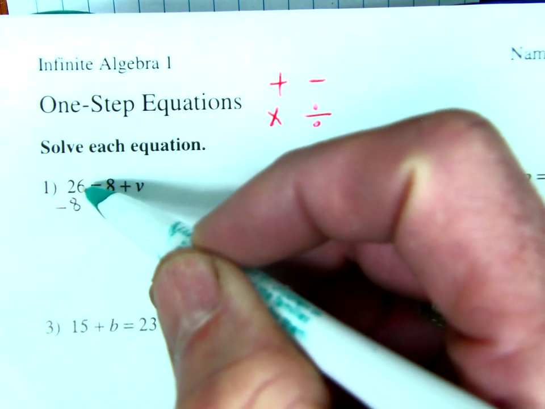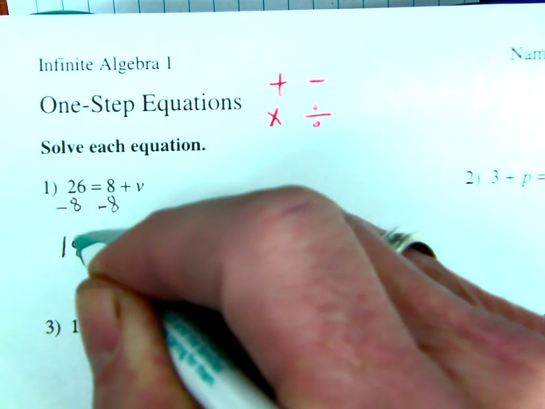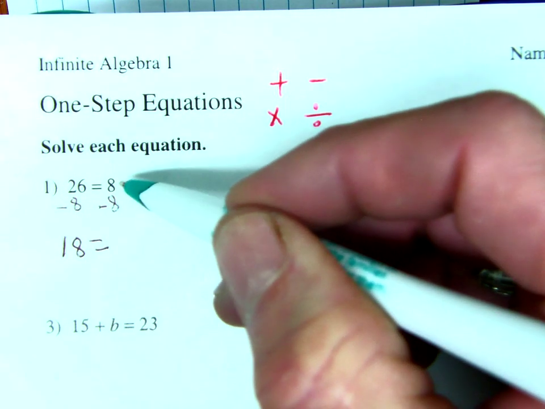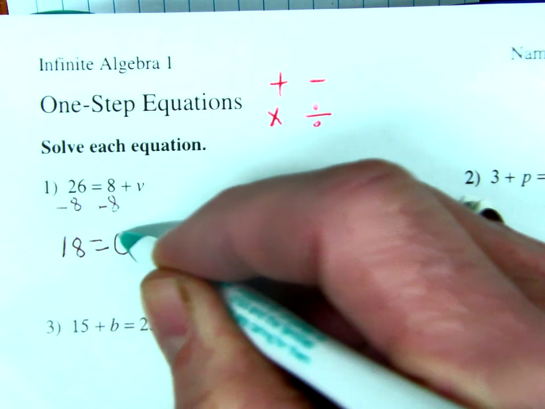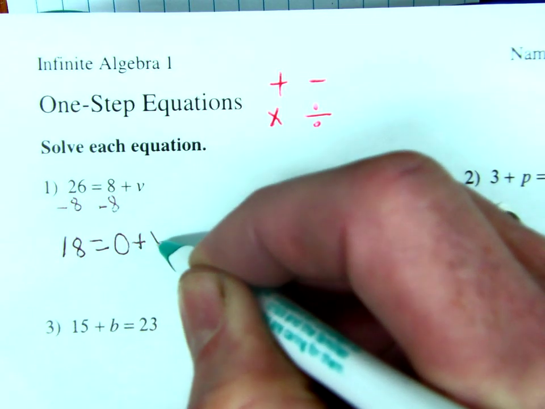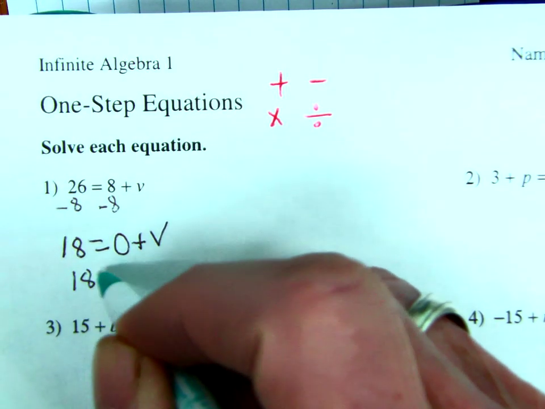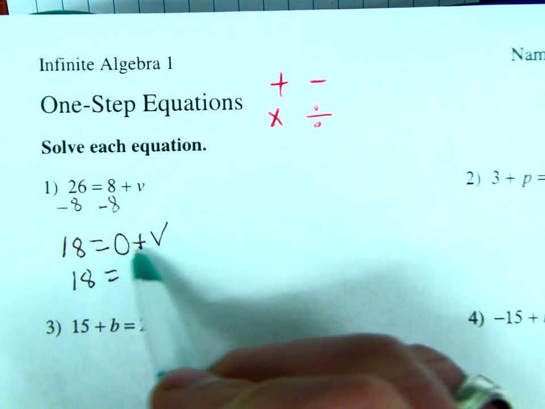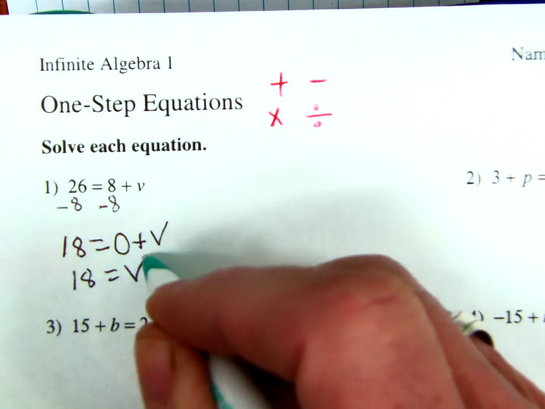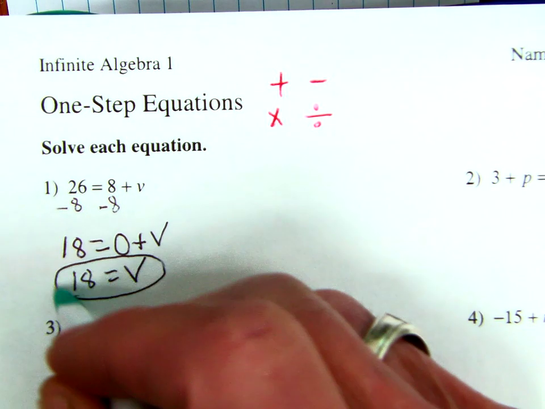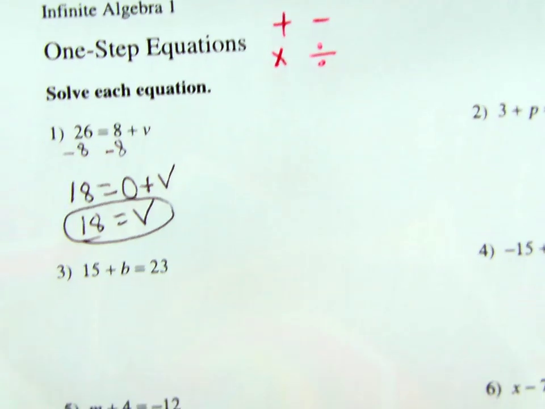To complete this, it would be 26 minus 8, which is 18. And over here we have 8, take away 8 is 0. And then we still have the plus V. Finally, we combine or do the math on this side. 0 plus V, well, that's just V. And there's the answer. V equals 18.